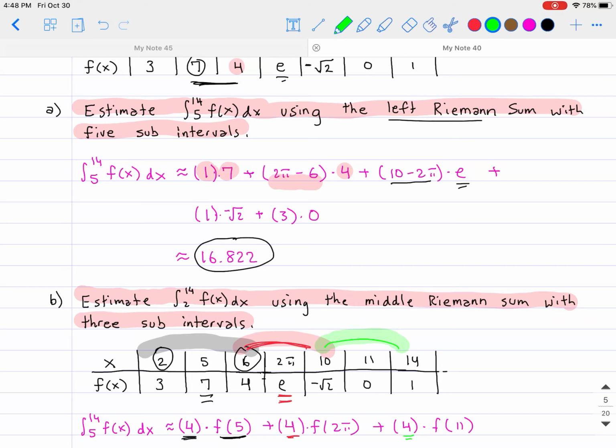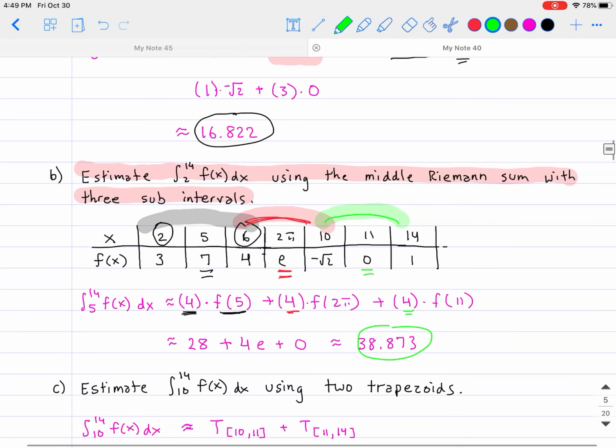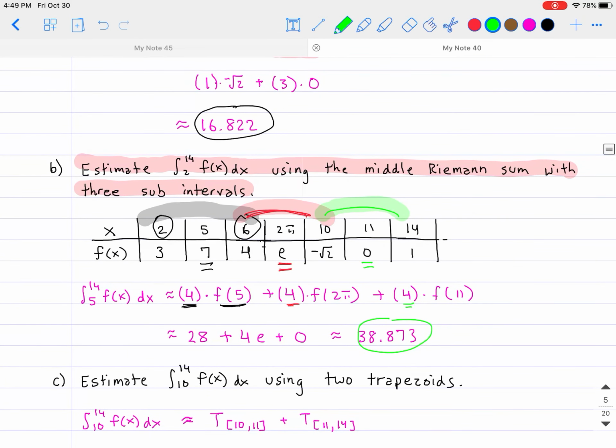And finally, for the last one, the distance from 10 to 14 is going to be 4. By the way, it's coincidental that the base is always going to be 4. It could be something different next time. And the height in this case is going to be the middle term, which is f of 11, which is 0. Find all of that, add them up together, and that will be our estimate of the Riemann sum using 3 subintervals with the midpoint rule.